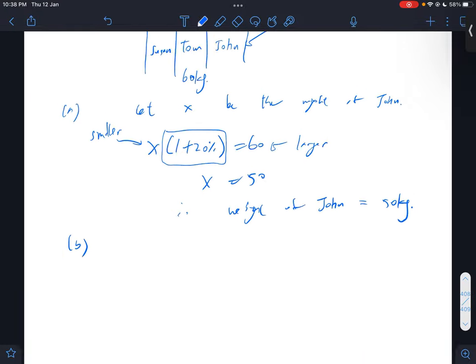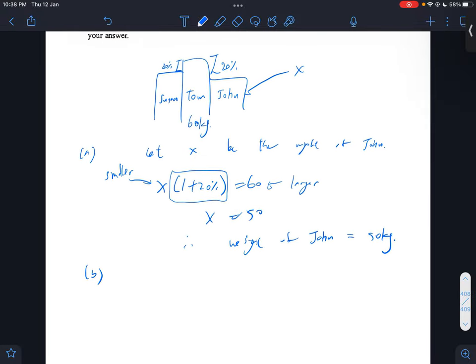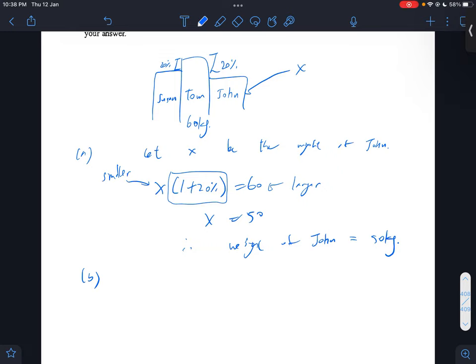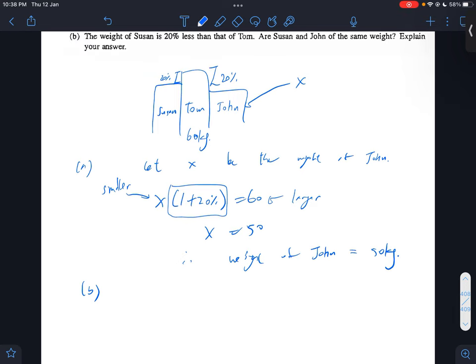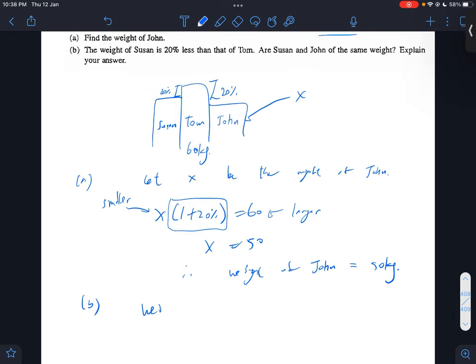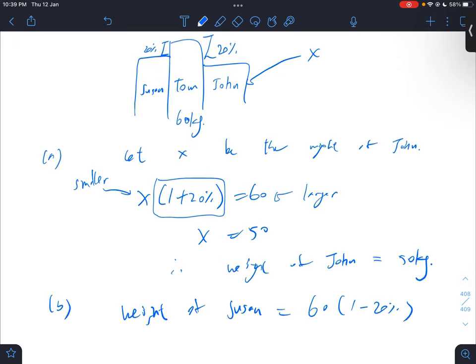Now this time we don't need to set up a formula with an unknown, because the answer is very straightforward. So the weight of Susan is 60 times 1 minus 20%. Okay, and to make sure that is correct, we can check it actually.